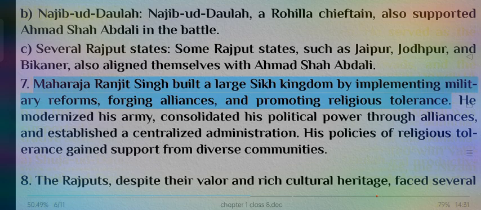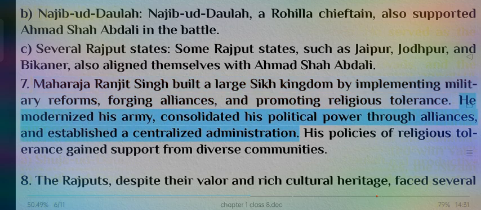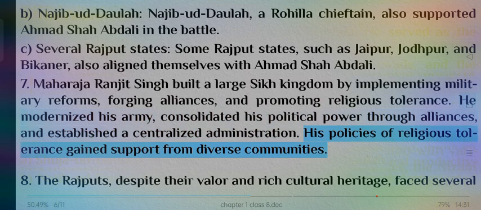7. Maharaja Ranjit Singh built a large Sikh kingdom by implementing military reforms, forging alliances, and promoting religious tolerance. He modernized his army, consolidated his political power through alliances, and established a centralized administration. His policies of religious tolerance gained support from diverse communities.